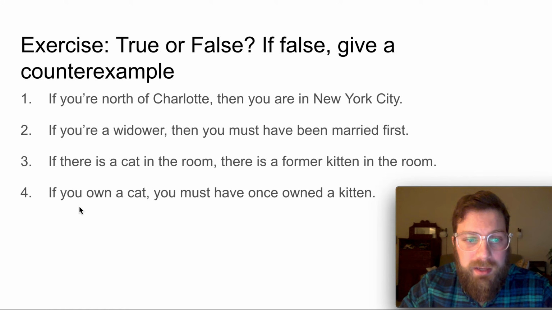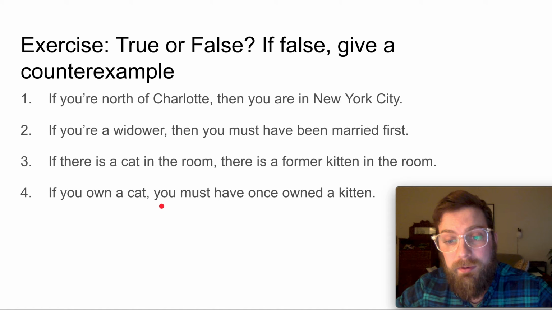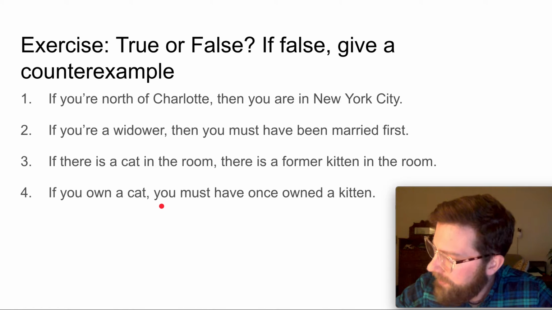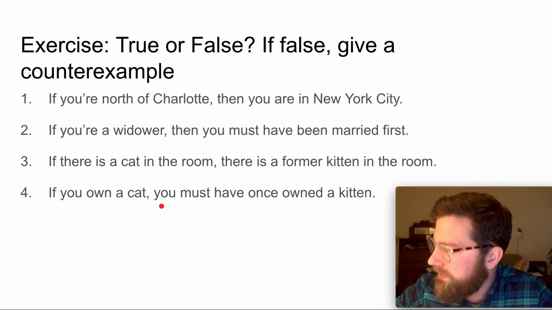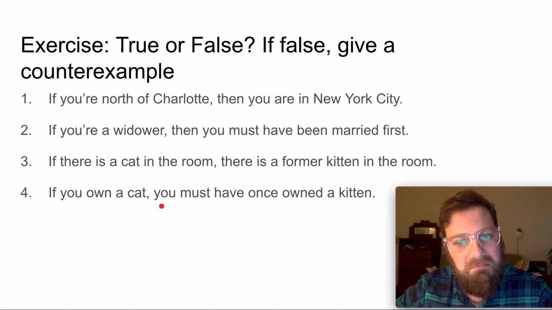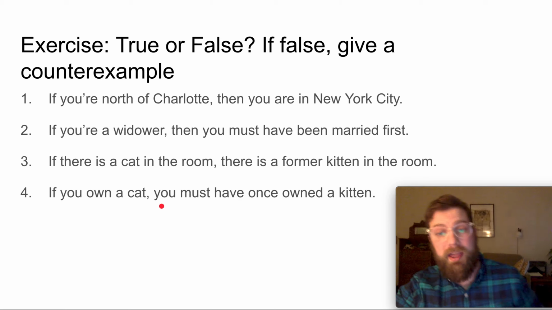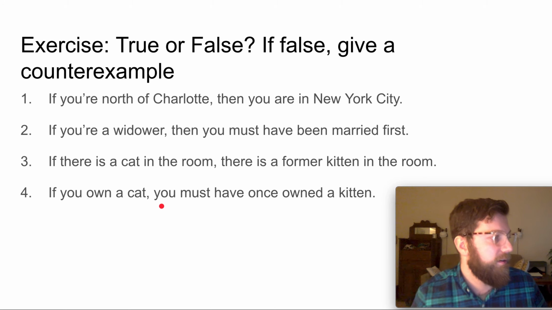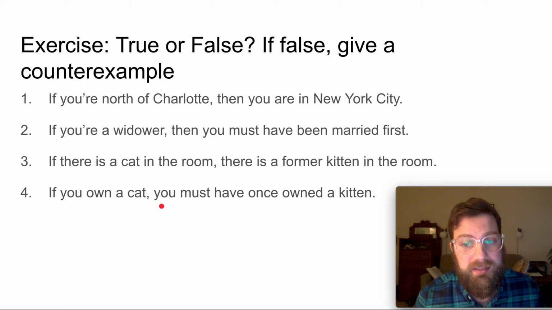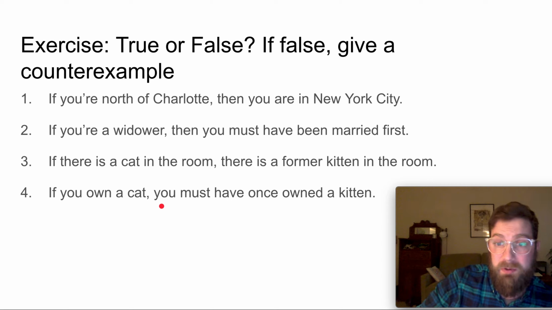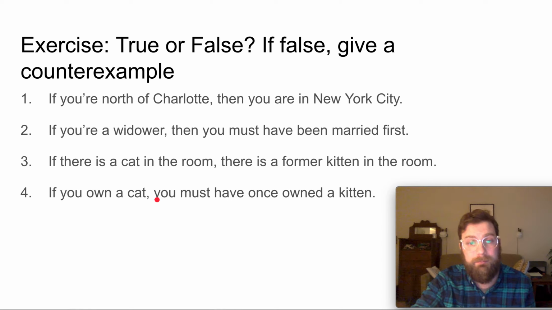Compare it with this one. If you own a cat, you must have once owned a kitten. Can we imagine somebody who owns a cat but who has never owned a kitten? And I can imagine that, right? Because you can imagine somebody who adopts an adult cat, right? Definitely not a kitten anymore. This person, having adopted it, now owns the cat, but has never owned a kitten. So we've got a counterexample, so that's a false conditional.